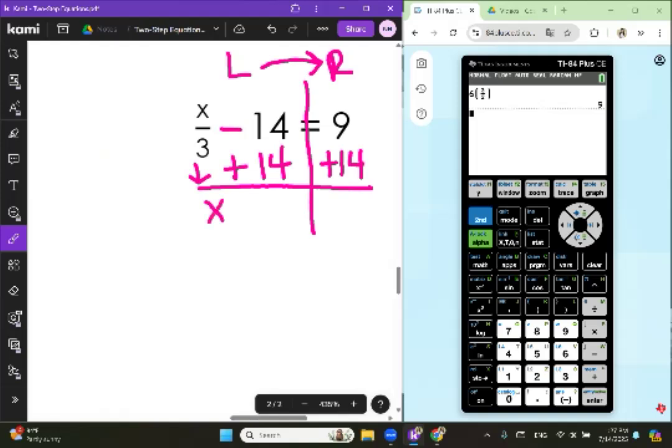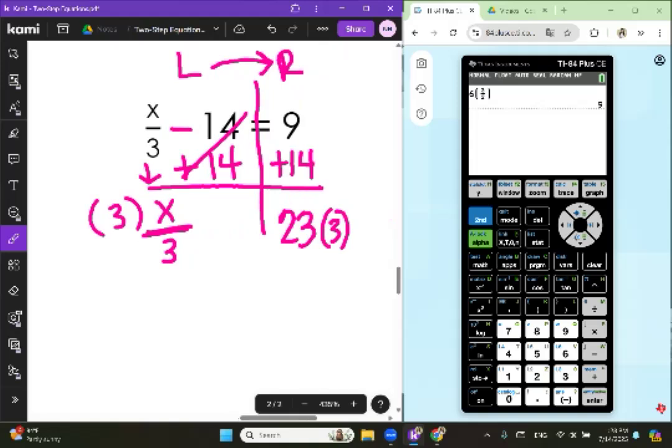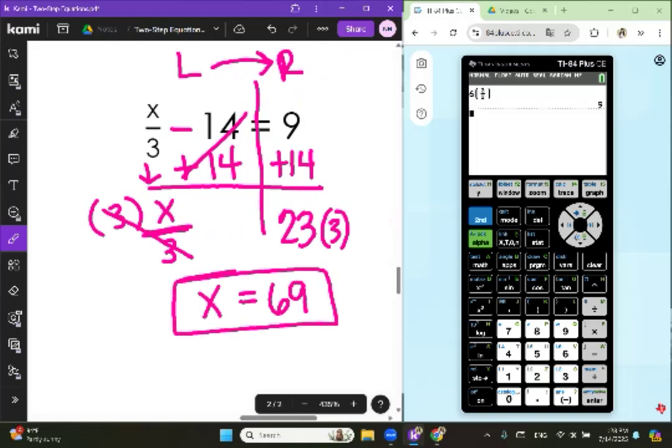X over 3 comes down. 14's zero out. 9 plus 14, 23. 3 is connected to the x with a division bar. Opposite of dividing 3 is to multiply the 3. 3's cancel out. 23 times 3, 69.